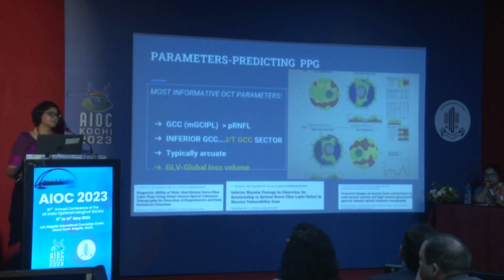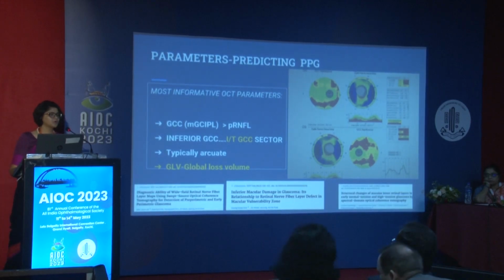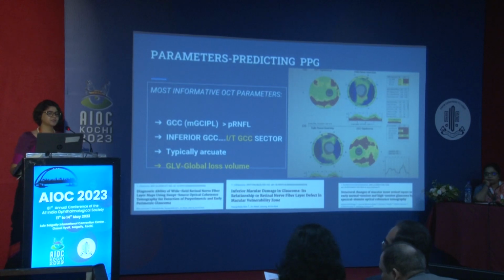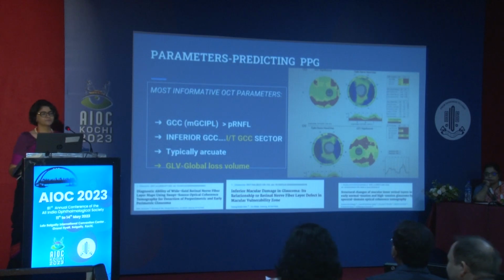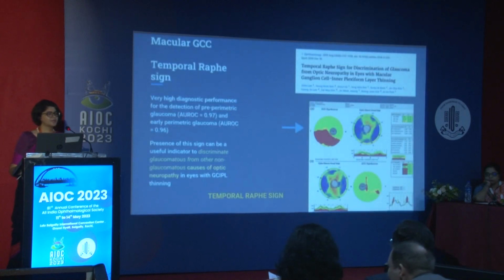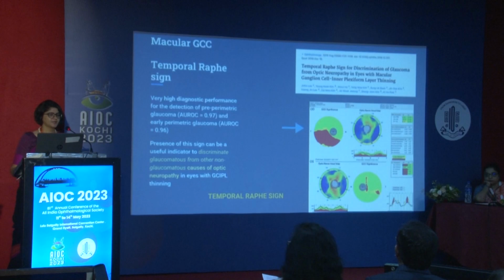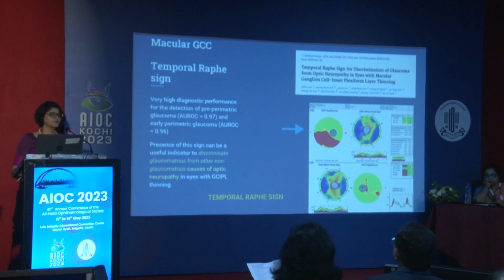And the parameter to look out for in the very early stages is the global loss volume, which may be below the normal level. And a very useful sign in established glaucoma particularly is the presence of the temporal raphe sign. And this is said to be very useful in discriminating glaucomatous and non-glaucomatous optic neuropathy.